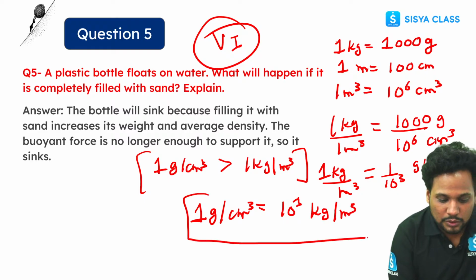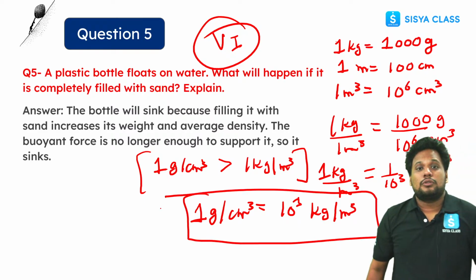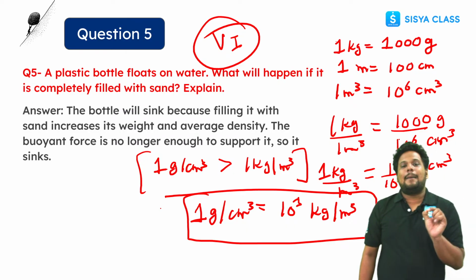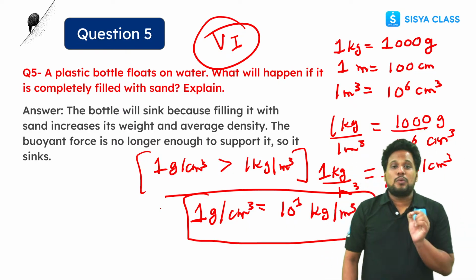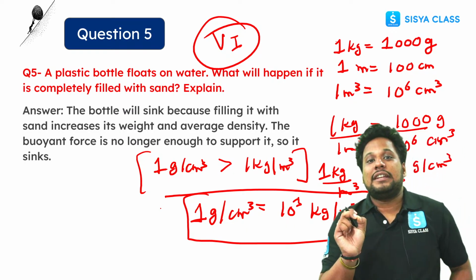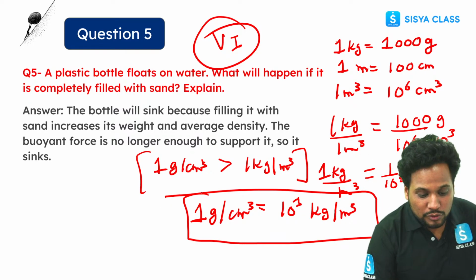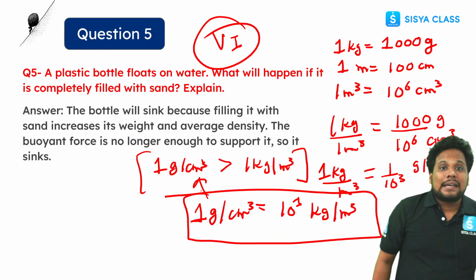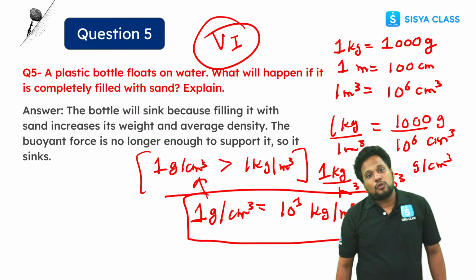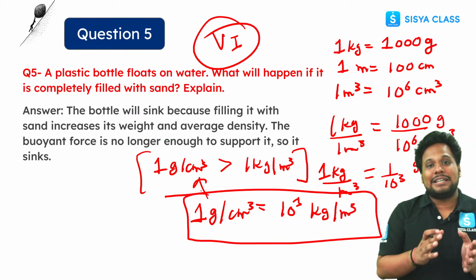Look at this equation carefully. So you will see that 1 gram per centimeter cube is equal to 10 to the power 3 kg per meter cube. This is clear. So now when you put it here, you will understand why 1 gram per centimeter cube is greater than 1 kg per meter cube.